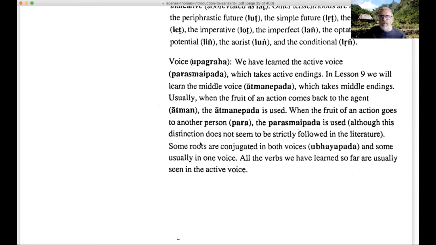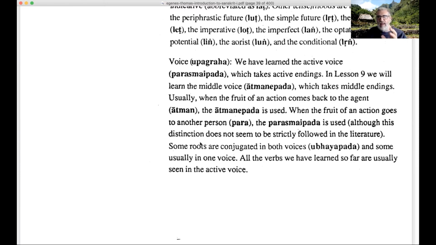So then we have upagraha. Upagraha means voice. We have learned about active voice, parasmaipada. There are different endings that we can add to a verb, and there are two endings called parasmaipada and atmanepada. Parasmaipada means that if the action is for another person, it's called parasmaipada. If the action is for ourselves, it's called atmanepada. The atma is ourself. We are the atma, we are the soul, we are the body. The atma means soul and body. So if the action is on ourselves, then that is called atmanepada. In English, we call those active and middle. Not quite.